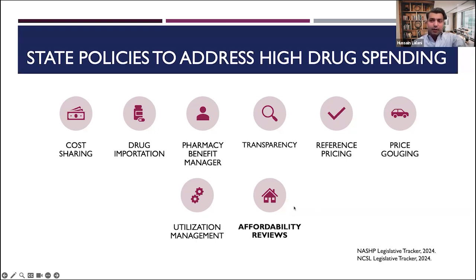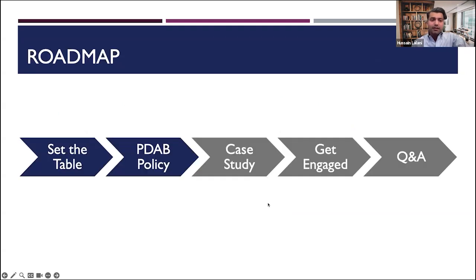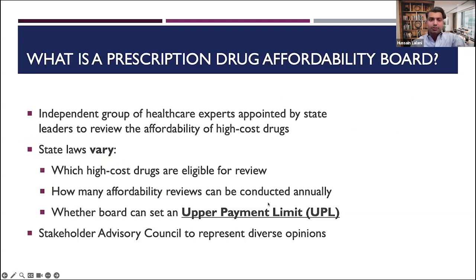And today we're going to focus on one specific type of state policy, which is an affordability review, which is a bucket of different policies that allows the state to potentially lower prescription drug spending for certain high-cost, really expensive drugs. And within that, we're going to look specifically at prescription drug affordability boards, which are one type of affordability review. And so what is a PDAB? Well, a PDAB is an independent group of healthcare experts that are appointed by state leaders to review the affordability of certain high-cost prescription drugs.